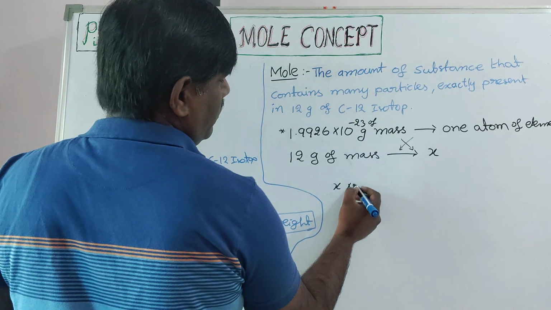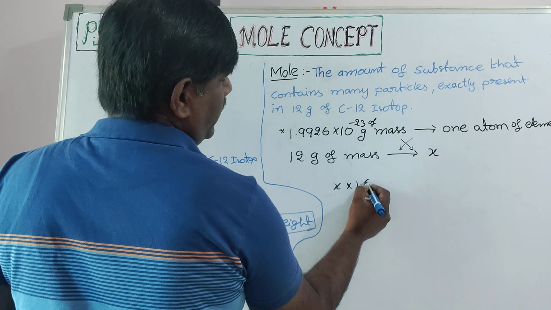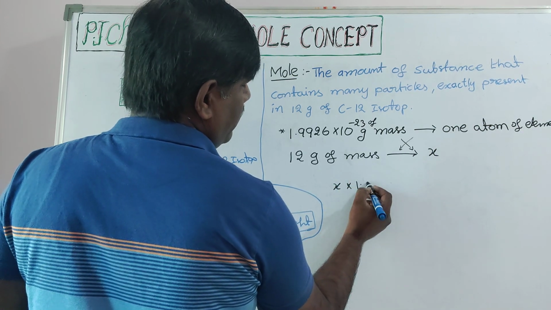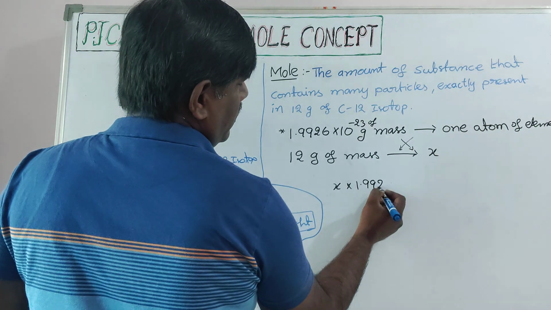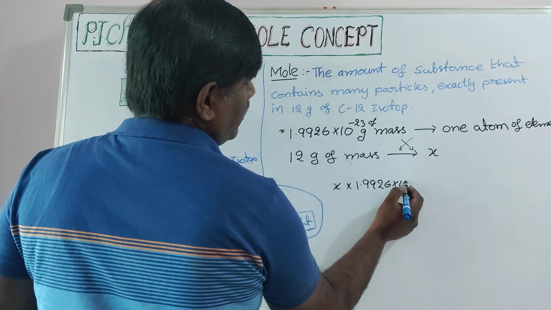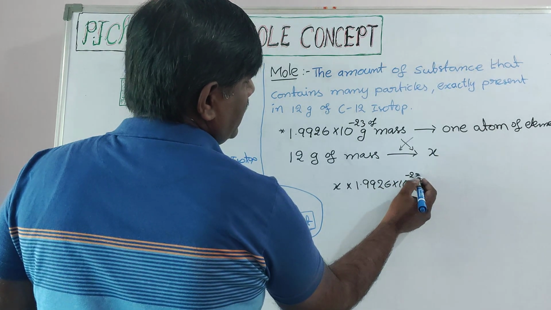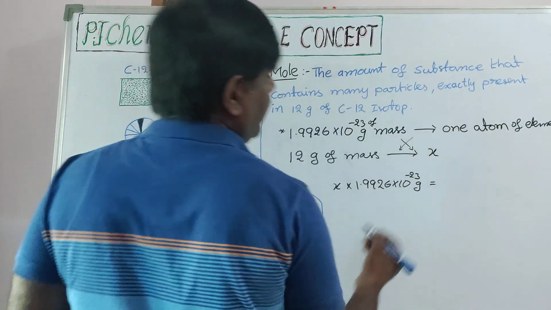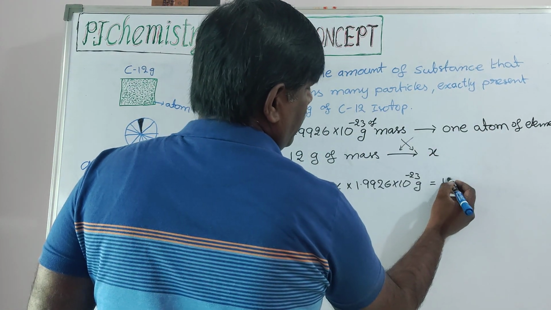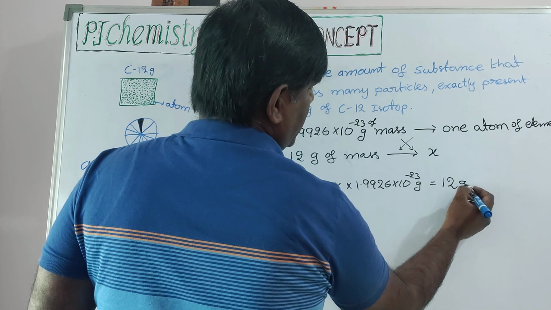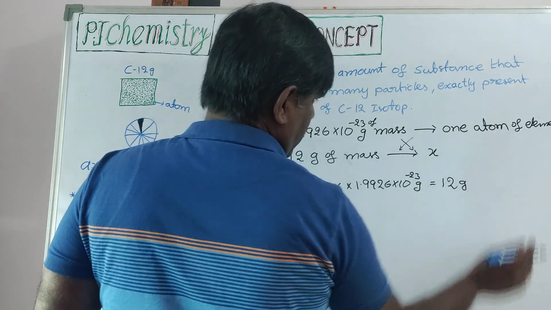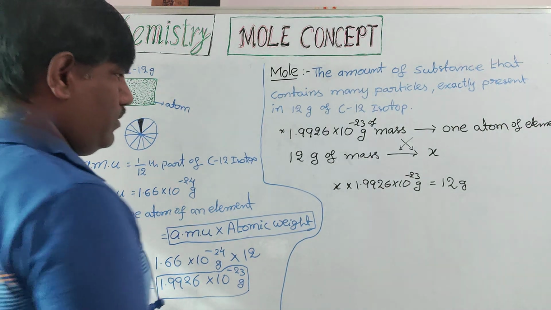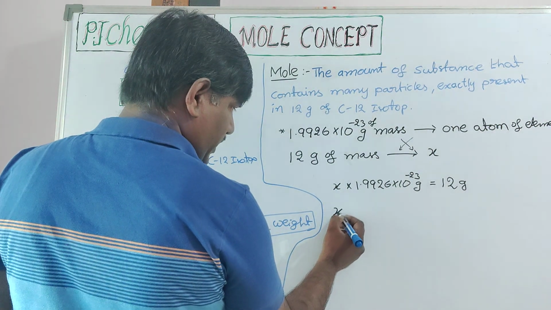x into 1.9926 into 10 to the power of minus 23 grams is equal to 12 into 1, that is 12 grams of atoms. Now, the x value we need to find out.